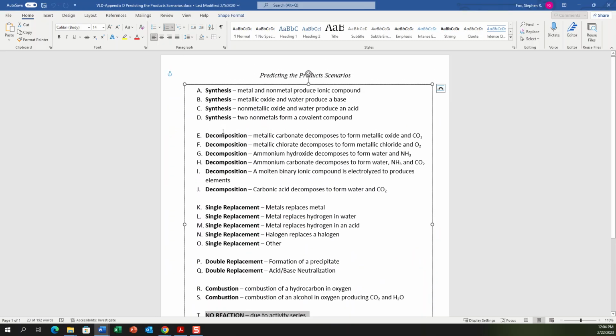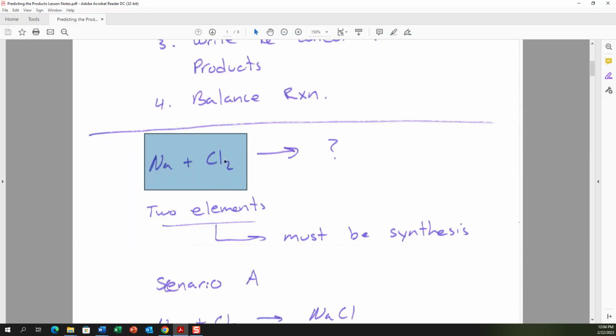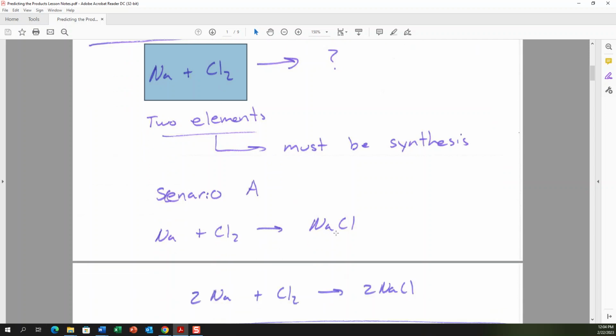So these are the different synthesis reactions. But notice scenario A, metal and non-metal produce ionic compound. Well, that's what we have. If we go back to our example, we have a metal and non-metal. Sodium's a metal, chlorine's a non-metal. So we're going to get an ionic compound between sodium and chlorine. So what do you think that is? Sodium chloride, okay? So sodium plus chlorine yields NaCl.